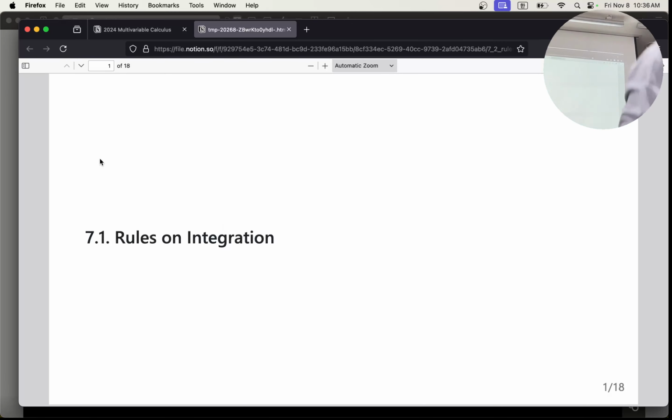Okay, let's start from. I think I made the number 7.2. The rules on integration.